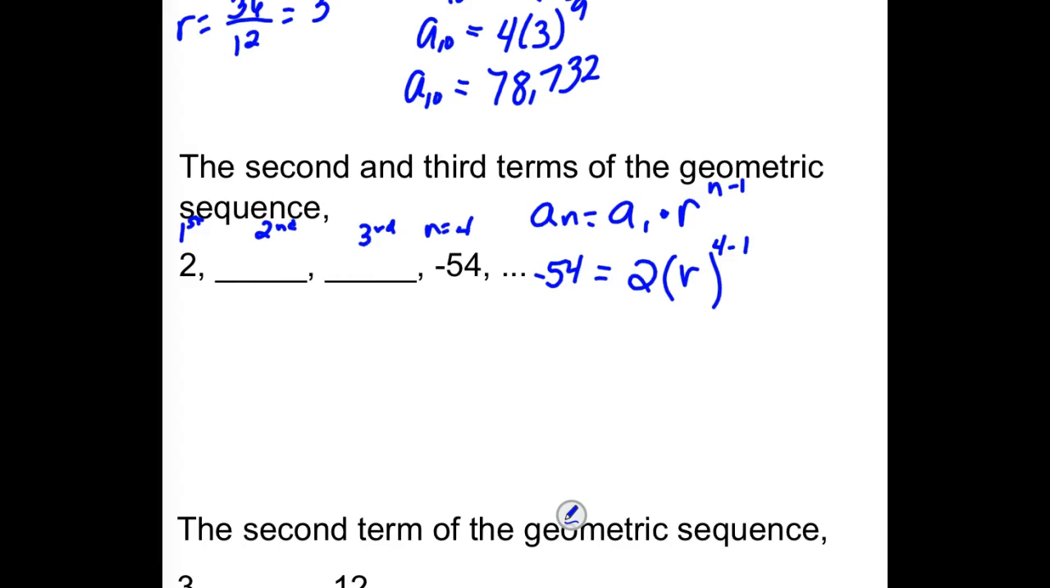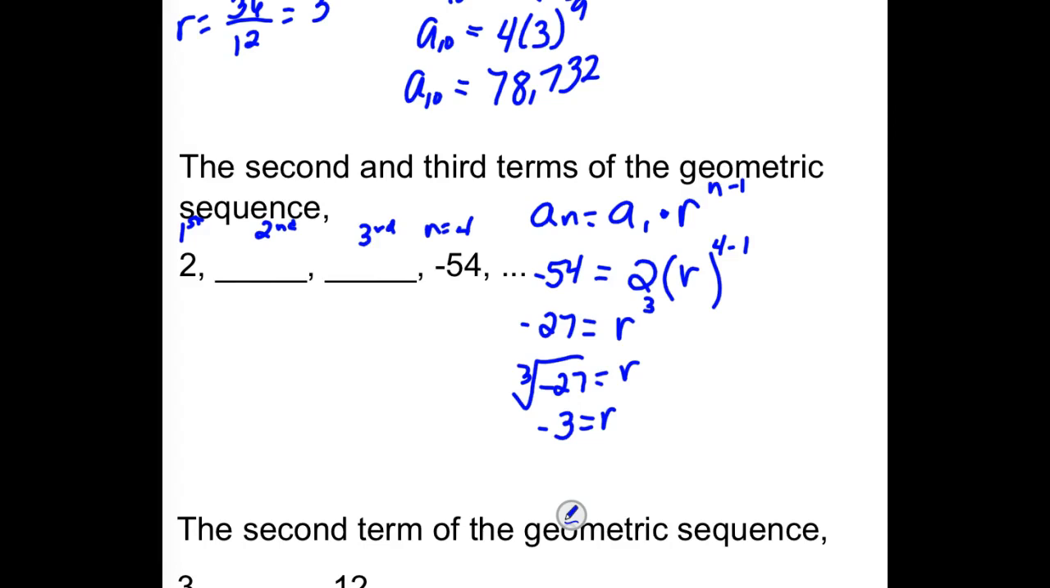Okay, dividing by 2 gets me negative 27. 4 minus 1 is just 3, so something cubed gets us negative 27. How do we solve that? Cube root it. What is the cube root of negative 27? Okay. So we must be multiplying by negative 3 each time.